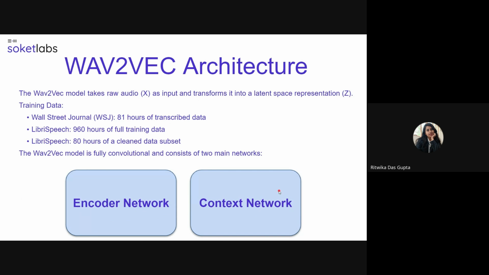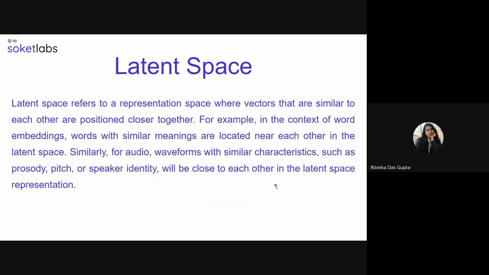Before understanding these two networks, we should understand the latent space. The latent space refers to the representation space where similar vectors are placed close to each other. For example, in the context of word embeddings, words with similar meanings are located close to each other. And in the case of audio, waveforms having the same pitch or the same speaker identity are placed closer to each other for representation.